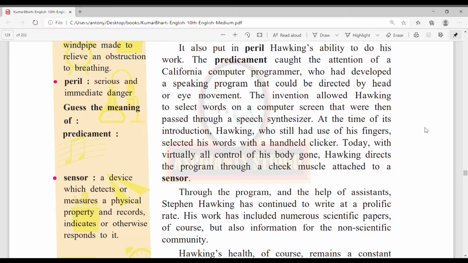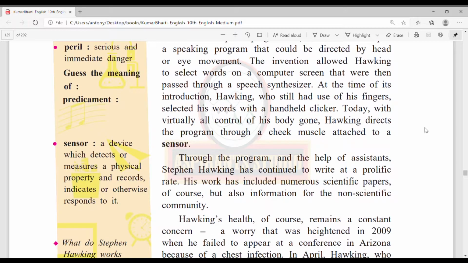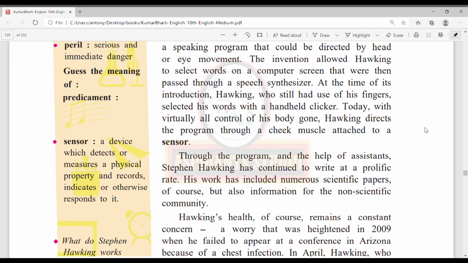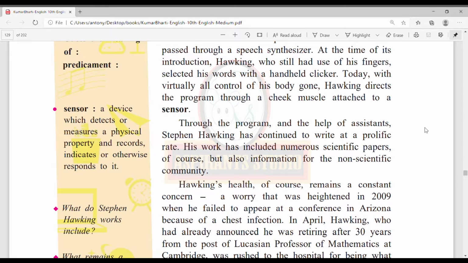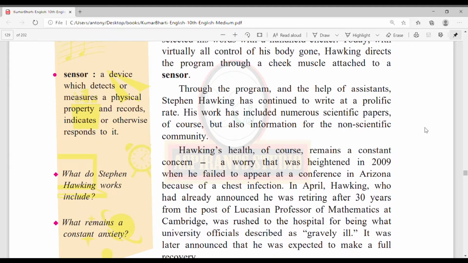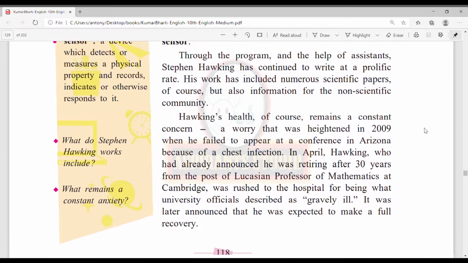At the time of its introduction, Hawking, who still had use of his fingers, selected his words with a handheld clicker. Today, with virtually all control of his body gone, Hawking directs the program through a cheek muscle attached to a sensor. Through the program, and the help of assistants, Stephen Hawking has continued to write at a prolific rate. His work has included numerous scientific papers, of course, but also information for the non-scientific community.